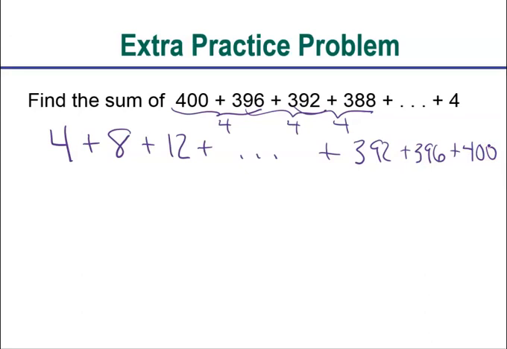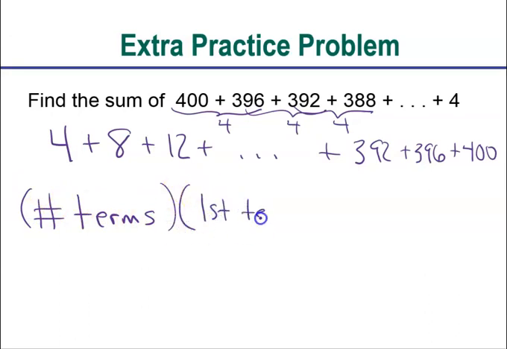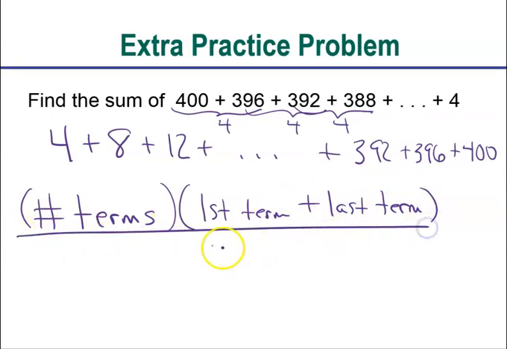Now, if you remember the quick formula we used earlier for our Gauss problems, we want to find the number of terms, okay, times the first term plus the last term, and then divide that by 2.